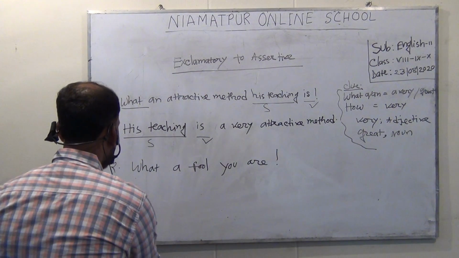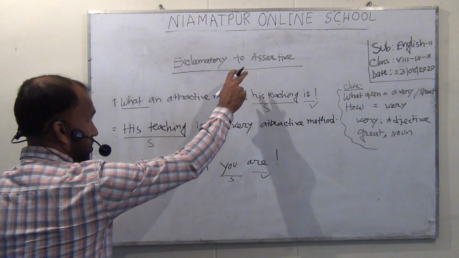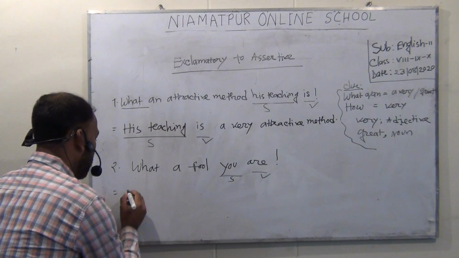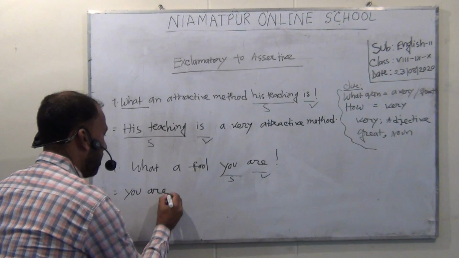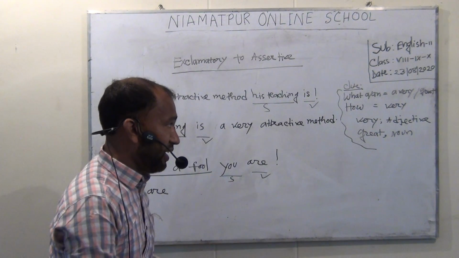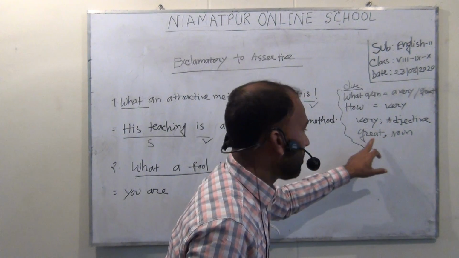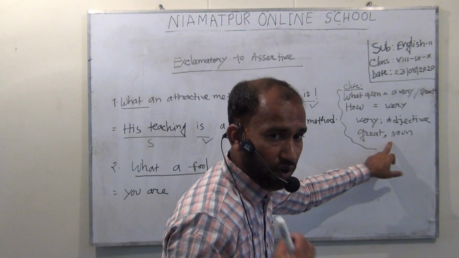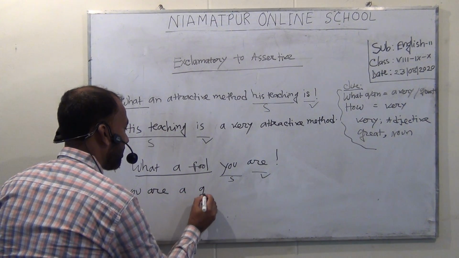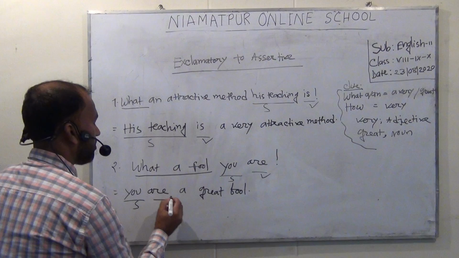So now we can start. At first to build up an assertive sentence, subject and verb at the beginning. You are, what a fool. You see, fool is a noun word. When you see a noun, use great. Great is used for noun. So, you are a great fool. This is subject and verb.